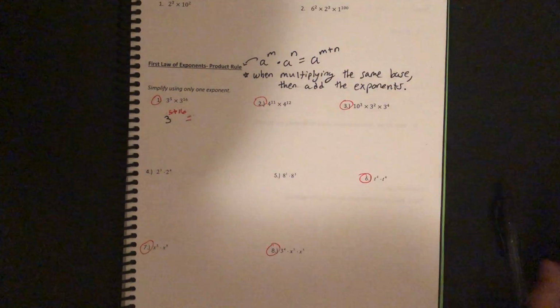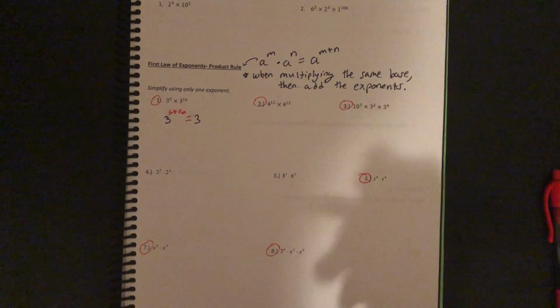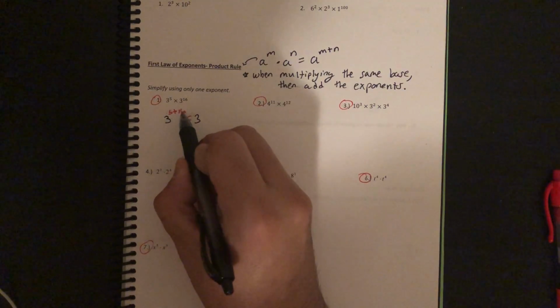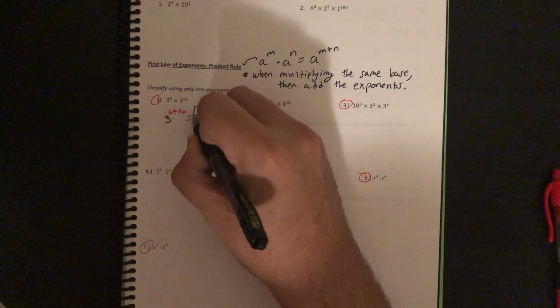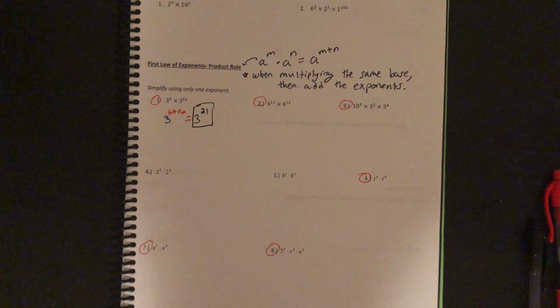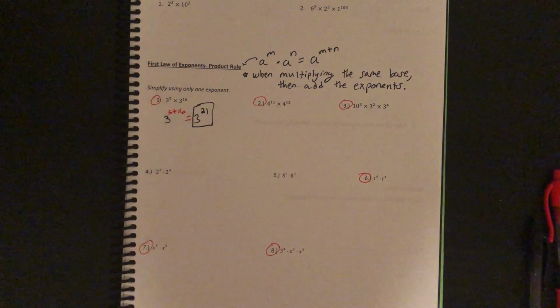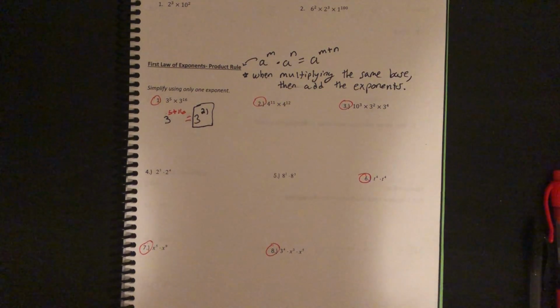And now, let's do that. Remember, the base 3 just stays there. You don't even mess with it. So 5 plus 16 is 21. So my final answer is 3 to the power of 21. Now remember, this is your final answer because all we're doing is we're trying to make sure that you understand how the product rule works.